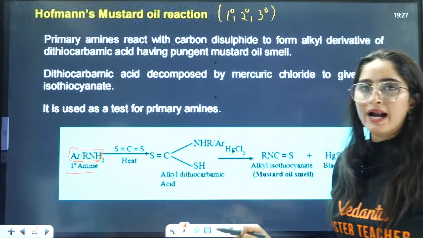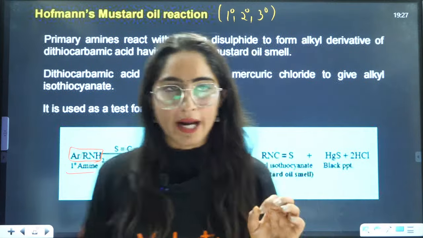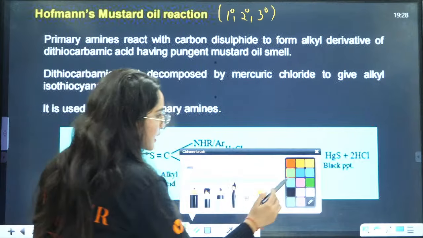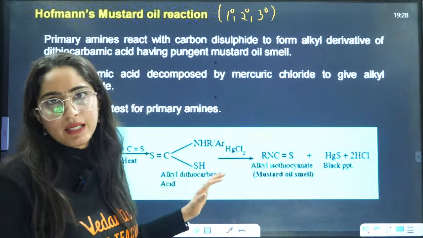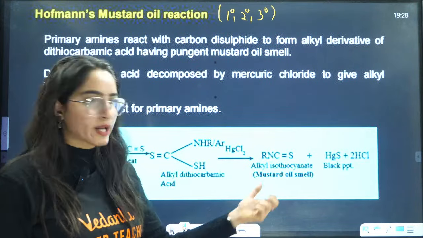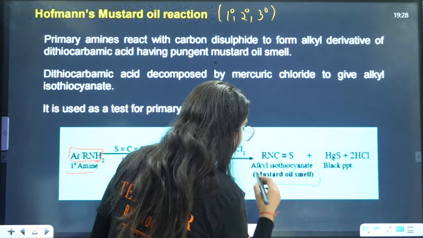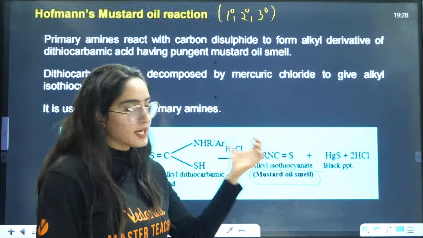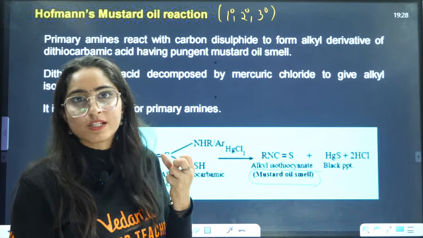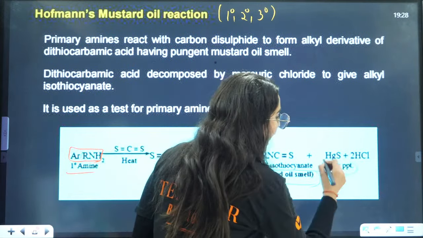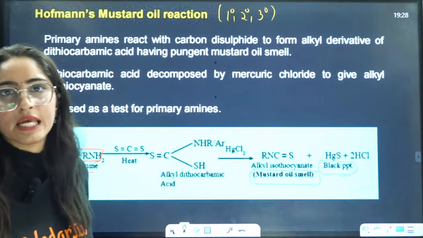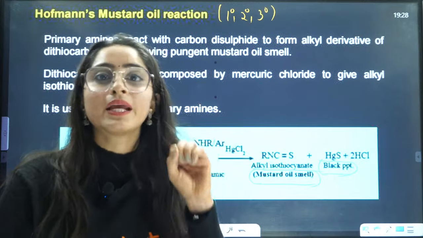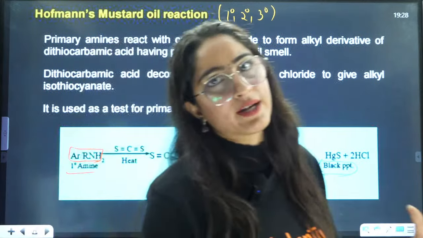After this, you are adding mercuric chloride. When you add mercuric chloride, 2-3 things can happen. If it is a primary amine, then on adding mercuric chloride, it will give you a mustard oil smell. That is RNCS. This is giving you the mustard oil smell. This will be formed, and a black precipitate of HgS will be formed here.